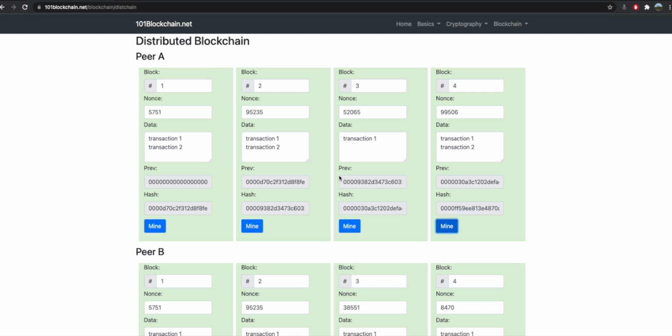So far, we have been showing fictitious examples as transaction 1 and transaction 2 for data. Let's take a look at how these transactions look in a relatively real blockchain.